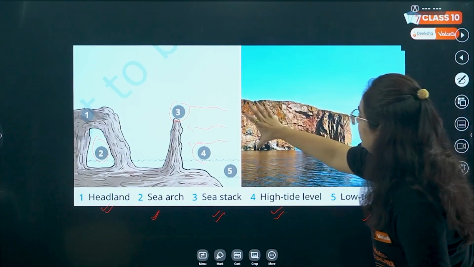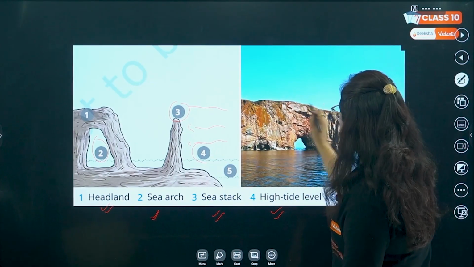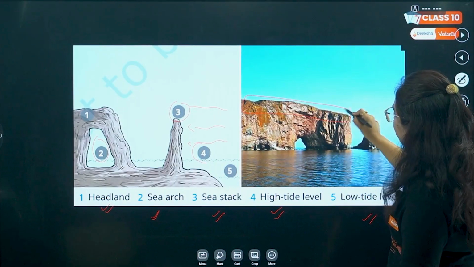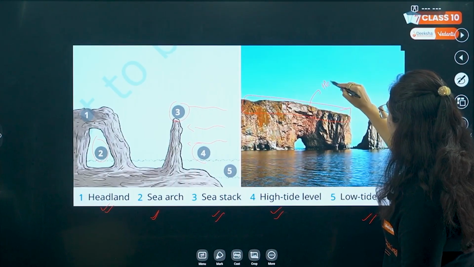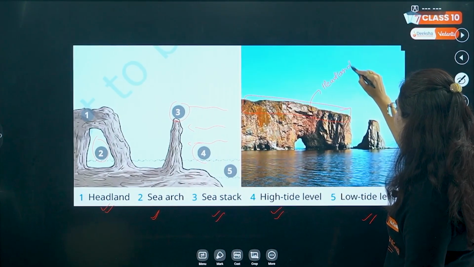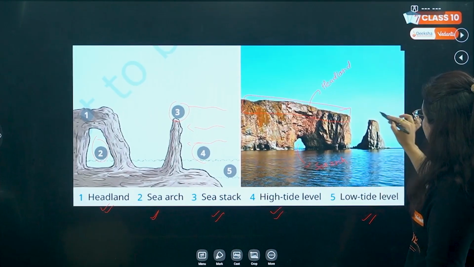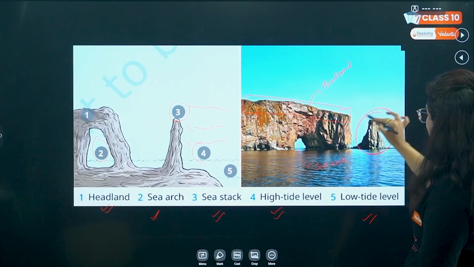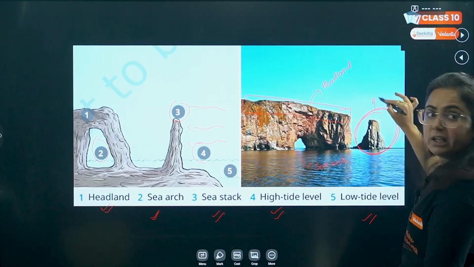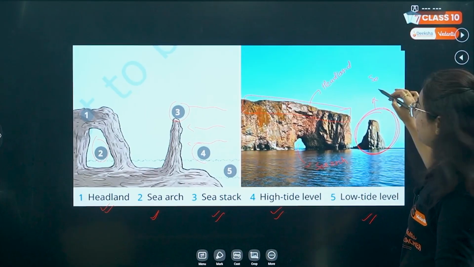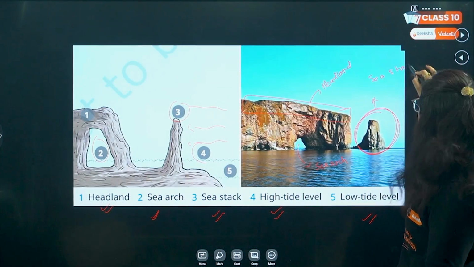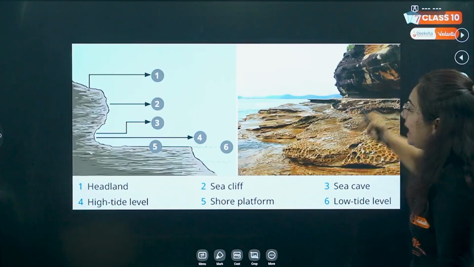So see, this particular landform feature, you can see the original image. This is known as headland. Okay, this is known as what? Headland. This particularly is known as sea arch. Okay, and the single stone standing upright in the sea is particularly known as sea stack. Okay, it is known as sea stack.